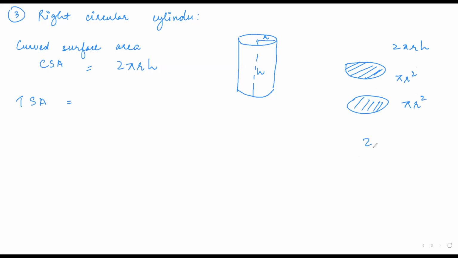So what will be the total area? So 2 pi r h, right? Plus 2 pi r square. Understood? So 2 pi r h plus 2 pi r square. That's the total surface area of the cylinder.